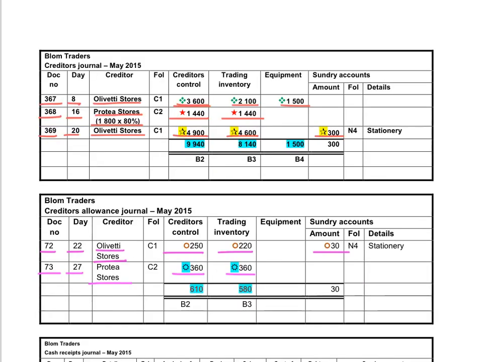In the creditors journal and the creditors allowances journal, every amount was recorded in two columns. So that means that the creditors control will be credited to increase the amount and all the others will be debited. In the creditors allowances, we will debit the creditors because we owe them less money, and all the other accounts will be credited.